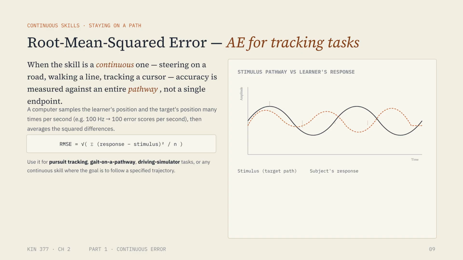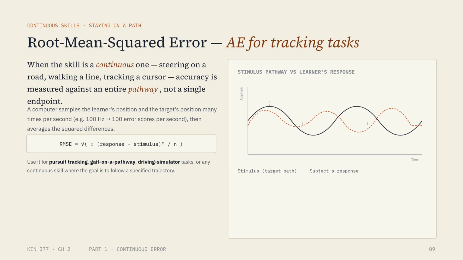That's RMSE. Look at the chart on the right. The solid line is the target trajectory, the path you wanted the learner to follow. The dashed line is the learner's actual trajectory. The little vertical ticks are sampled errors. RMSE collapses all those errors into one number that you can track across trials, across days, across rehab sessions. For a PT working with a patient on a treadmill mounted with a video screen, or a driving instructor working with a teen in a simulator, RMSE is the right tool.